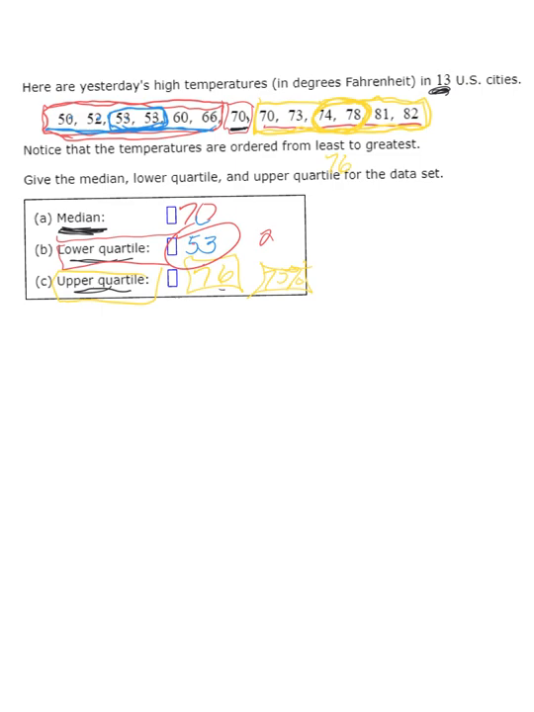53 is my 25th percentile. That means 25% of the data is below 53. So again, the lower quartile is the 25th percentile, the upper quartile is the 75th percentile, and the median is the 50th percentile.